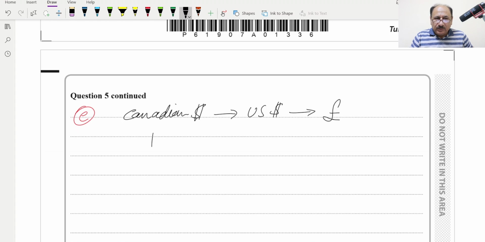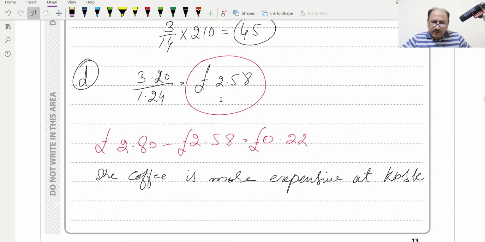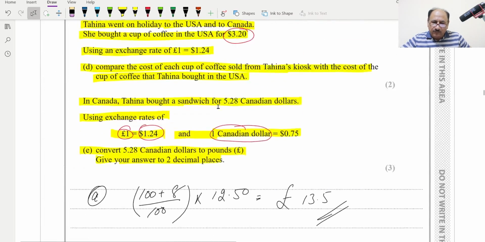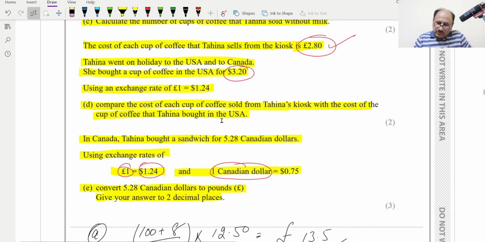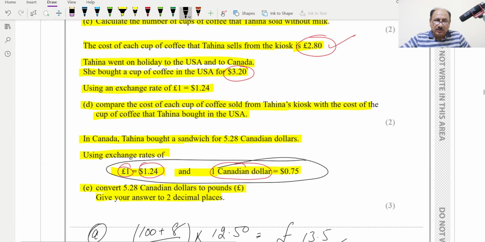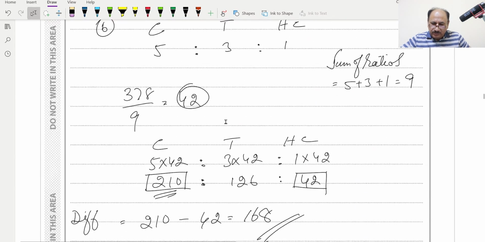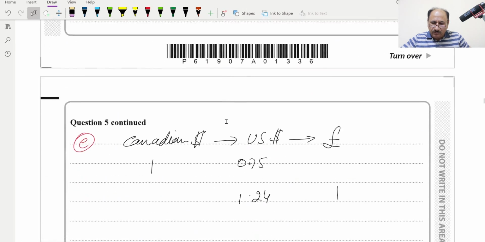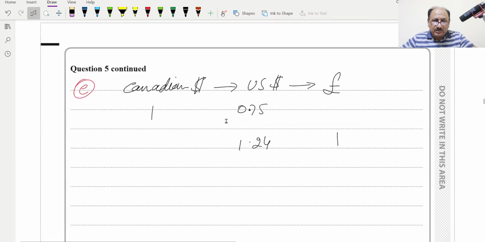So 1 Canadian dollar is equivalent to 0.75 US dollars, and one pound is equal to 1.24 US dollars. This is the conversion which they have provided over here. These two conversions I have written in compact format, in single statement format over here, so we can understand from here.